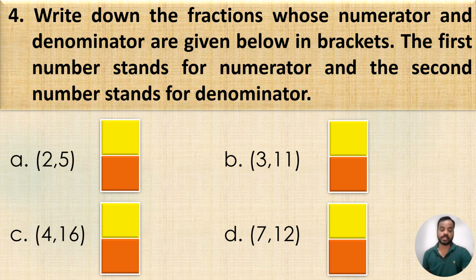So let us see the answers. For A, 2 is the numerator and the second part 5 is the denominator. In bit B, the first part 3 is the numerator, the second part 11 is the denominator. For bit C, the first part 4 is the numerator and the second part 16 is the denominator. For bit D, the first part 7 is the numerator and the second part 12 is the denominator.